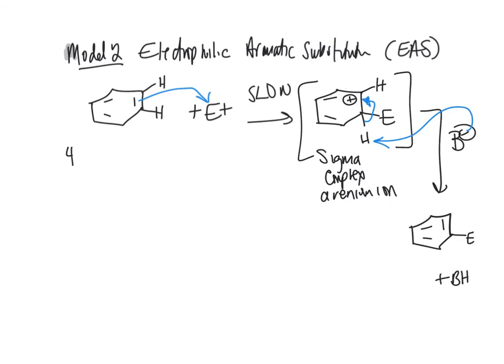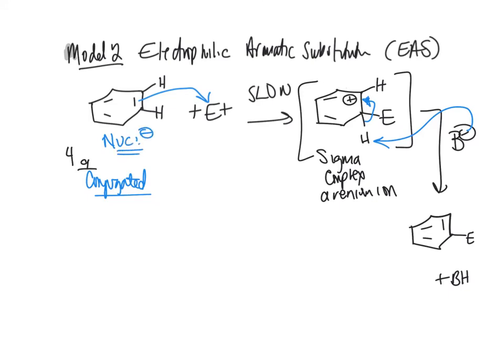So let's answer 4A. This is the general reaction of benzene reacting with an electrophile. Benzene is conjugated, not isolated. What is the role of benzene in the first step? It's acting as a nucleophile, right?